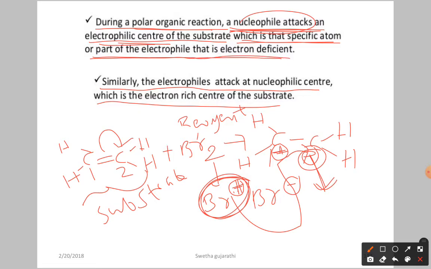This positive charge is going to attack at the negative charge. Nothing but this is the electrophile. I'm talking about this as the electrophile. Here I make a correction. I will repeat.